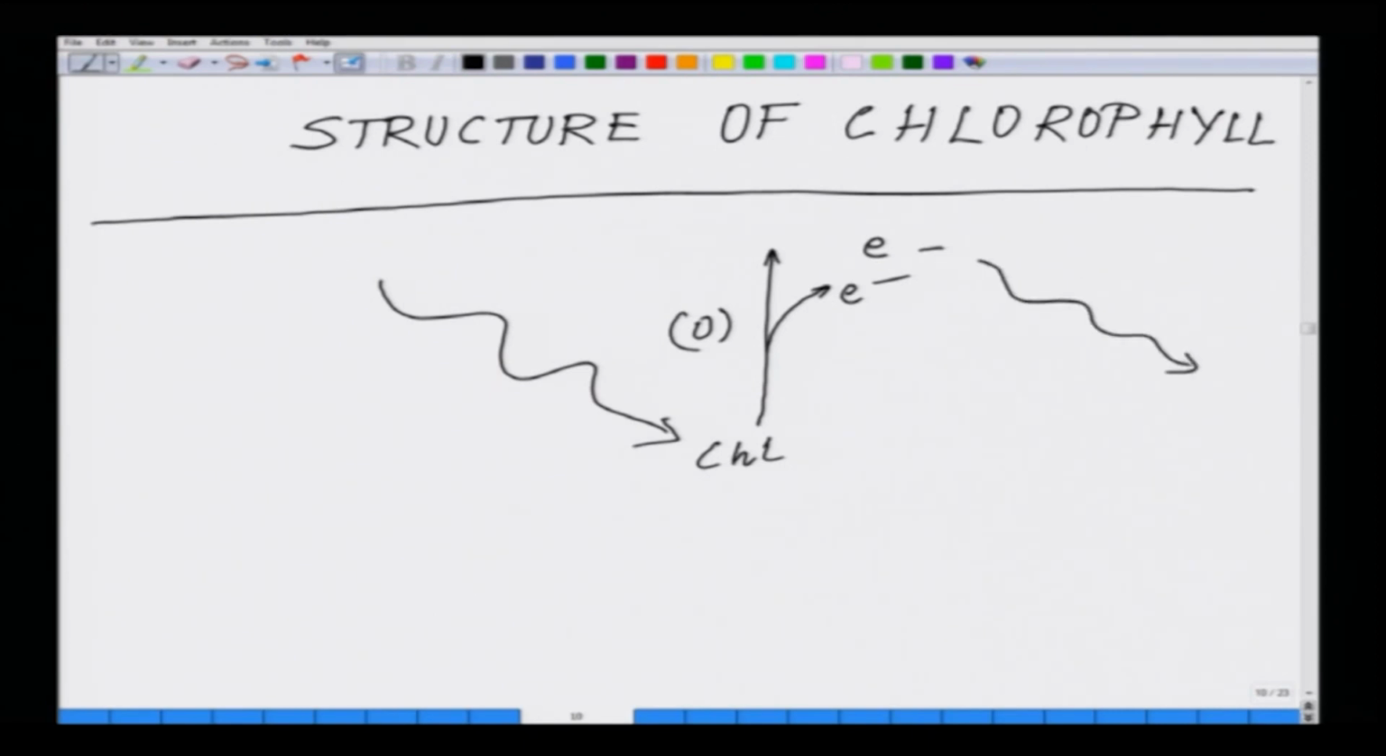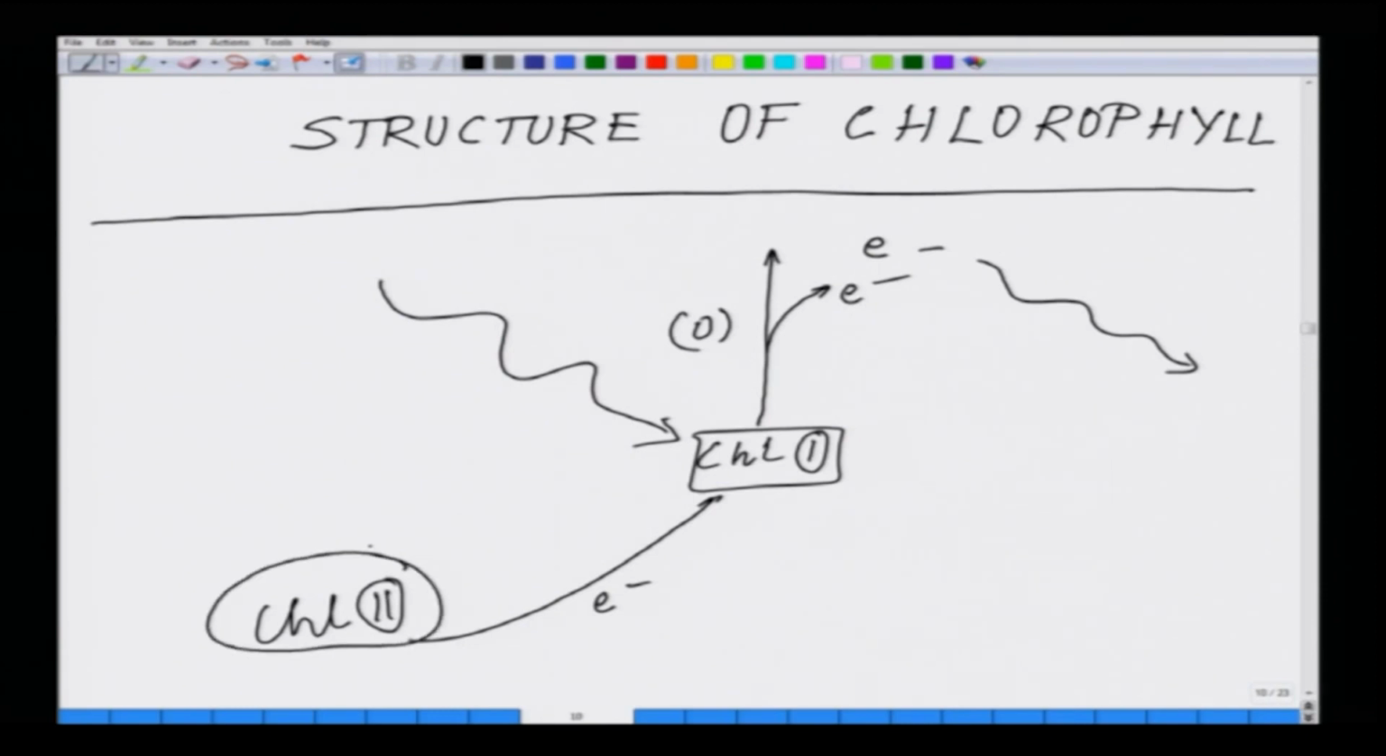Do not worry about it, but how do we bring this chlorophyll back to its ground state? It is supplied with another electron from another chlorophyll molecule. If I call this chlorophyll 1, then this is chlorophyll 2. As soon as chlorophyll 2 donates this electron, it also gets oxidized, so it has to be brought back to its ground state. Now, how is it brought back to its ground state?